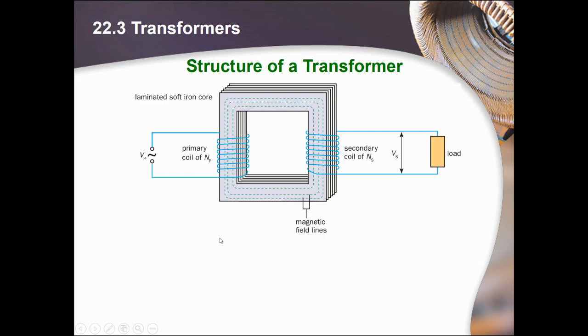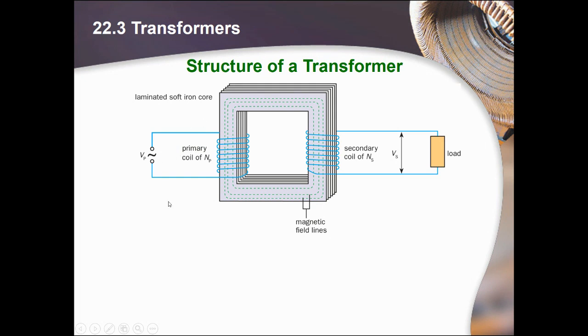So how does it work? The structure of a transformer looks something like this. There are two coils of wire. We call them the primary coil and the secondary coil. It's like how you go from primary school to secondary school. The voltage goes in from the primary coil, and then it comes out from the secondary coil. It's wrapped around an iron core, and take note that the iron core is laminated. We'll talk about why it is laminated later on.